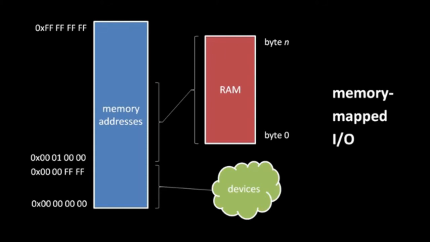Anyway, with memory-mapped I/O, we can read and write the device registers using the very same copy instructions used to read and write bytes of system memory. In this example, any copy instruction reading or writing an address in the range 0 to FFFF reads or writes some device register rather than some byte of RAM.